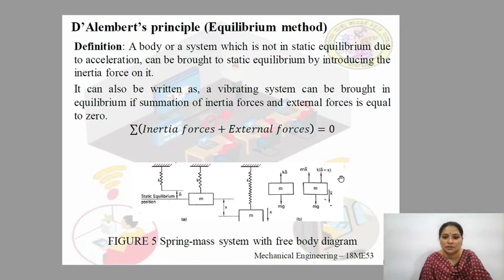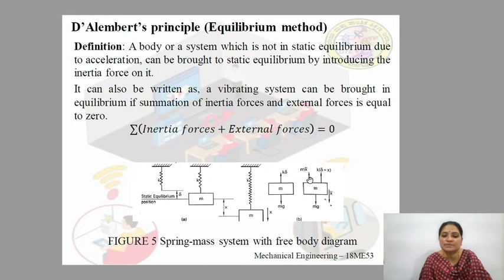Now the other figure shows the displacement of the mass with respect to the static equilibrium position. Here the mass m is given an acceleration in the downward direction, so x double dot is shown in the downward direction. The inertia force will obviously act in the opposite direction, so m x double dot is represented in the upward direction.